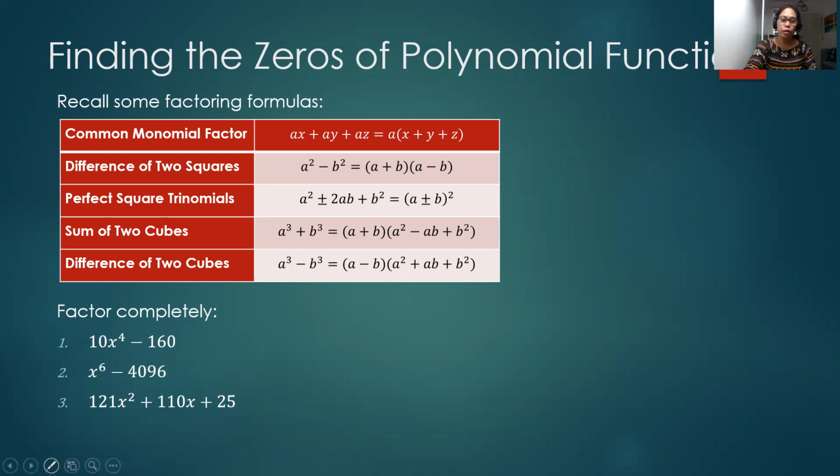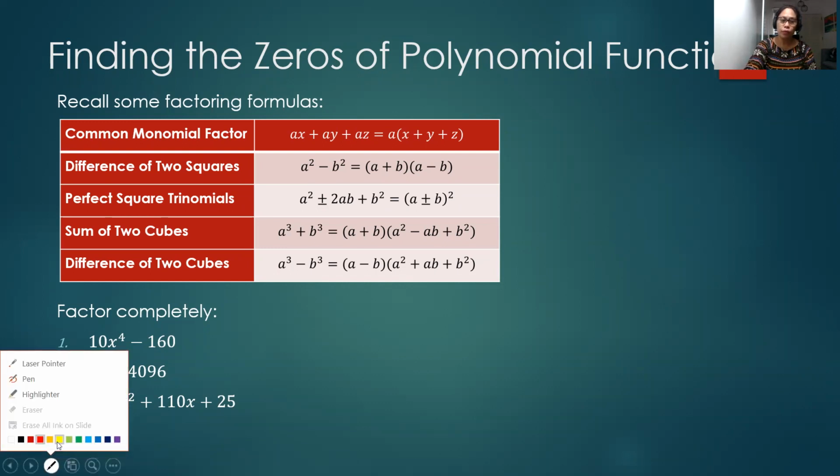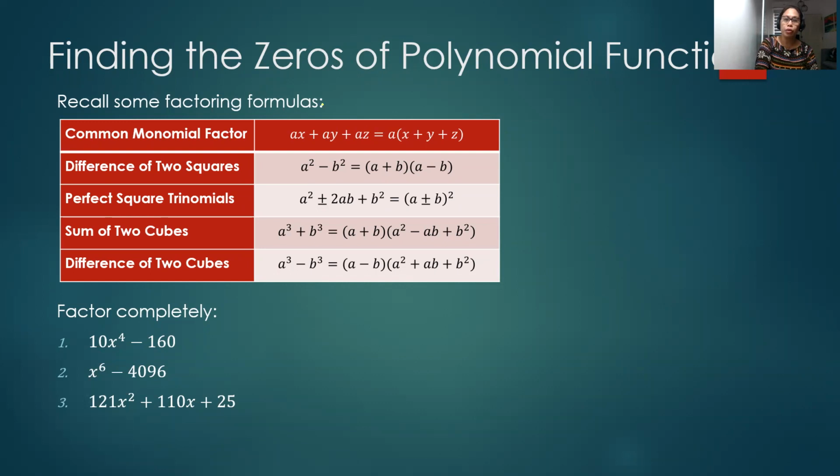So when we say zeros of a polynomial function, this is the same as the roots of a polynomial function, the solutions of a polynomial function. Now, finding the zeros of a polynomial function will help us sketch the graph of a polynomial function, which is what I'm going to discuss next meeting.